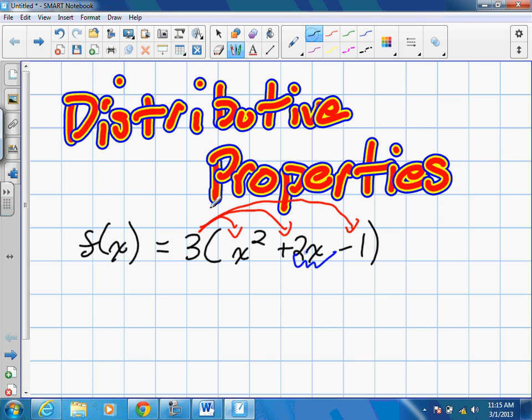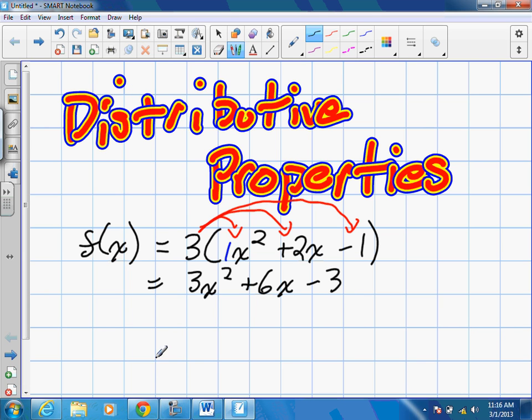So when we multiply 3 times x squared, what's technically in front of that x squared? 1. That's right. So 3 times 1x squared is 3x squared. Good. Then 3 times 2x is 6x. Very good. And finally, 3 times negative 1? Negative 3. Excellent. So that's simple distribution.